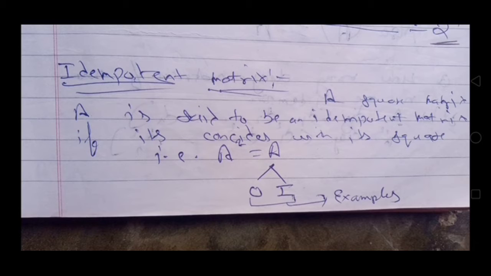A square matrix A is said to be an idempotent matrix if it coincides with its square. That is, A square is equal to A. Null matrix and identity matrix are two examples of idempotent matrix. So, it means if a square matrix is coinciding with its square, then it will be known as idempotent matrix.